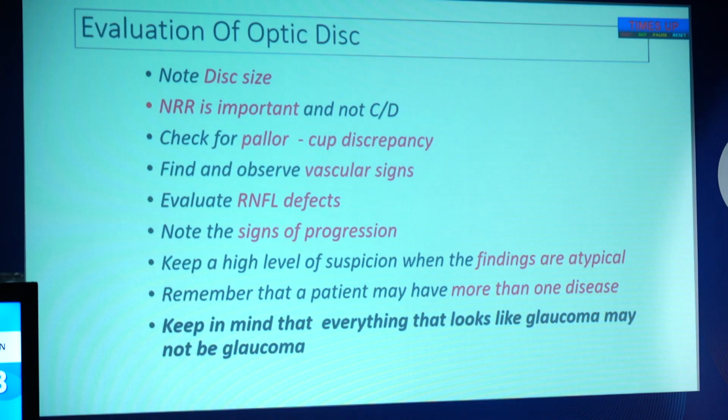Check for pallor discrepancy, find and observe vascular signs, evaluate RNFL defects, note the signs of progression, keep a high level of suspicion when the findings are atypical, and remember that a patient may have more than one disease. Keep in mind that everything that looks like glaucoma may not be glaucoma.